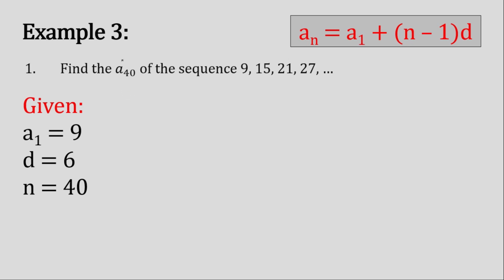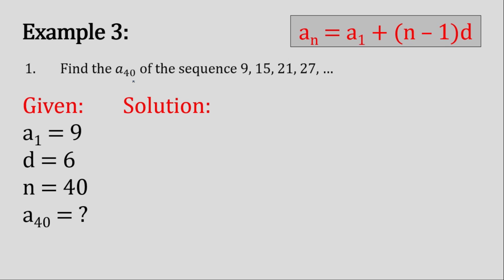As you can see, I can say that n is equal to 40, because a sub 40 is a sub n, so the value of n here is 40. That's why we have n as 40. And we don't have the value for a sub 40.